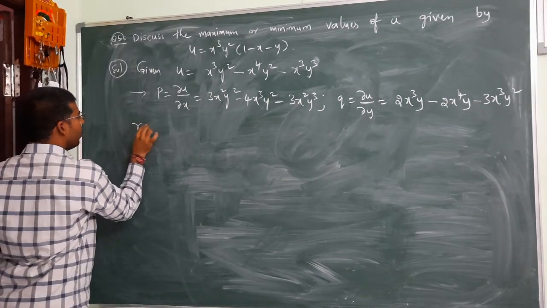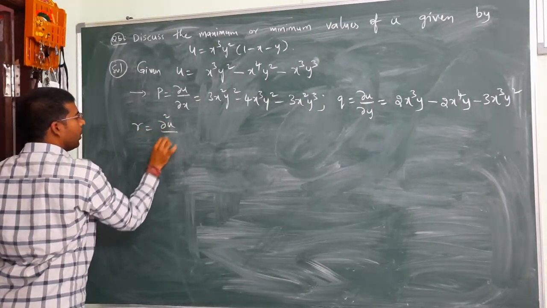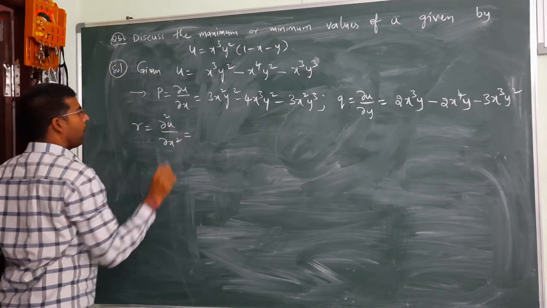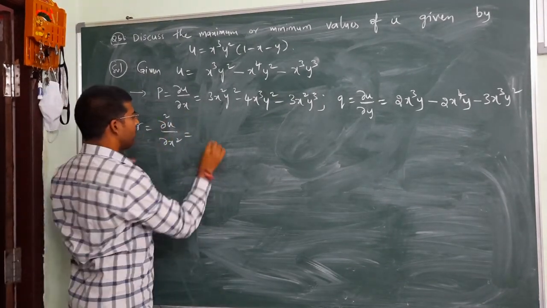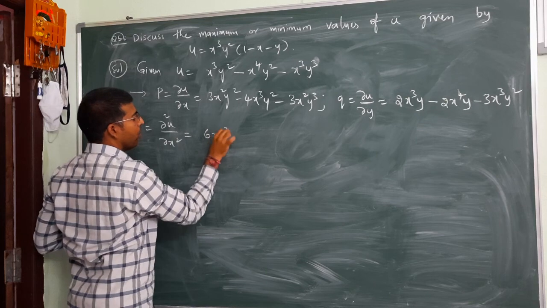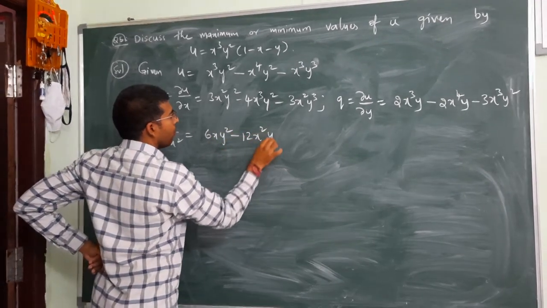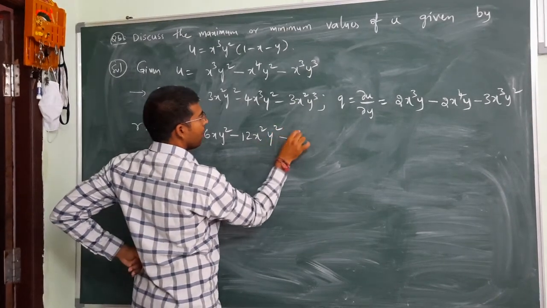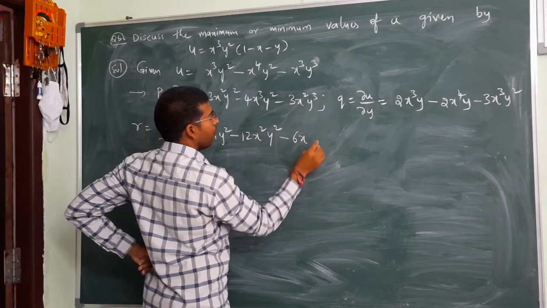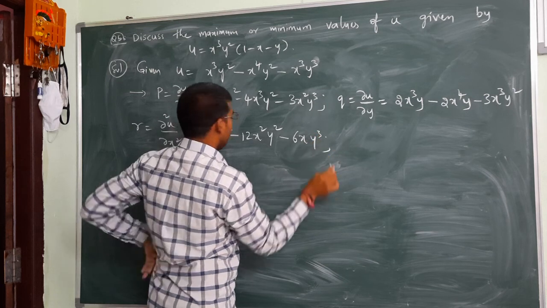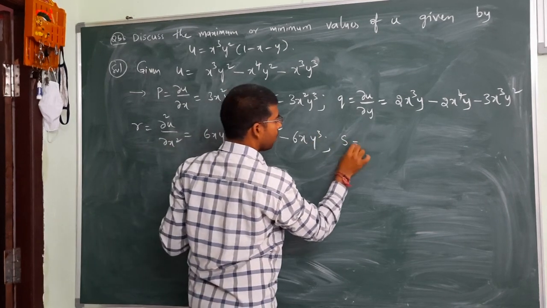What about R value? ∂²u/∂x². Again differentiate with respect to x, means 6x y square, and this one is 12x square y square, and here 6x y cube. This is R value. R, S. What is S value?